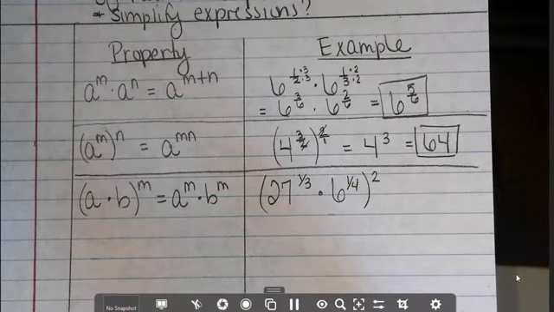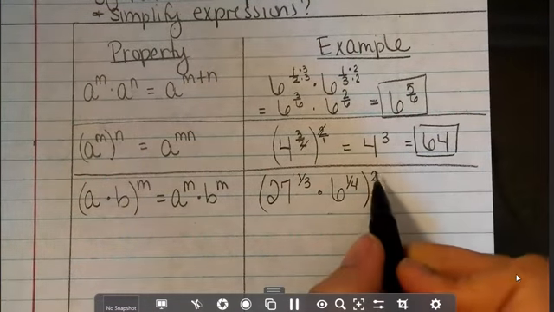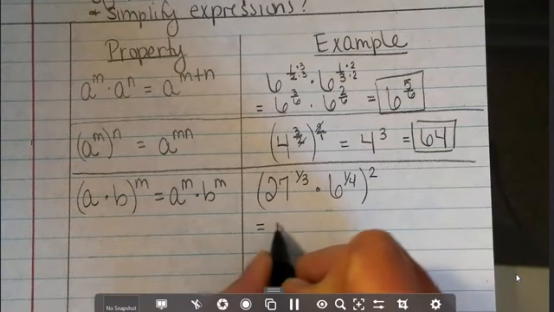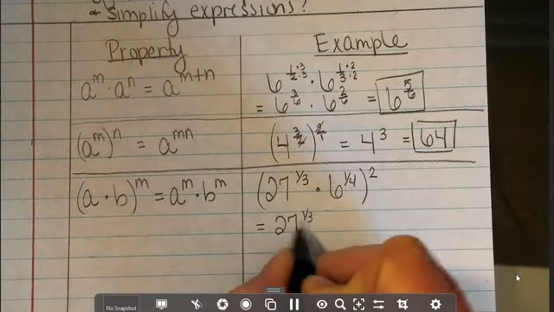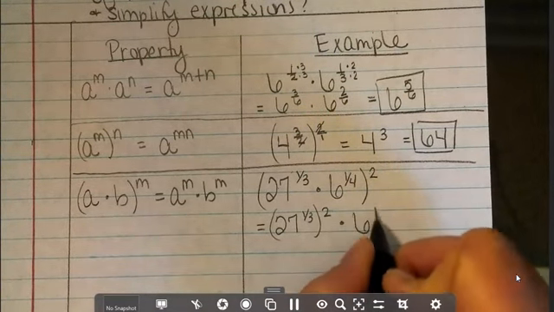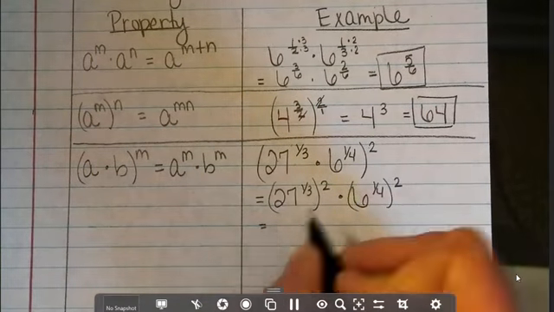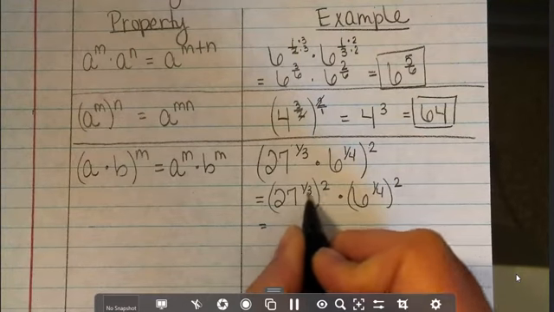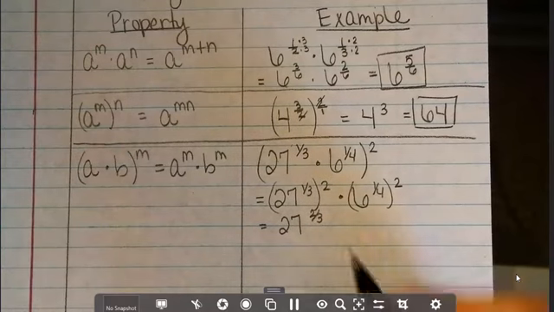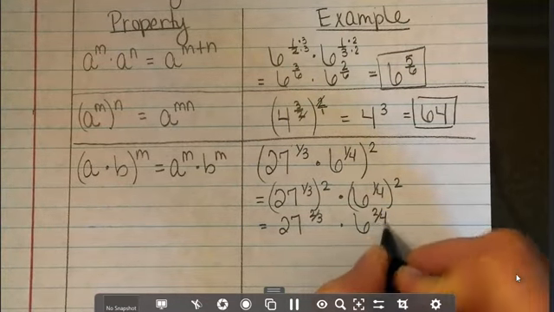And now there's a couple of ways that we can go about doing this. I am going to go ahead and just give this to each of these. Okay, so I'm really going to say, well, this is really 27 to the 1/3 squared times 6 to the 1/4 squared. Okay, so now I have a power raised to a power. I multiply them, so I get 27 to the 2/3 times 6. Same thing here. I'm going to go to the 2/4, so that's really to the 1/2.